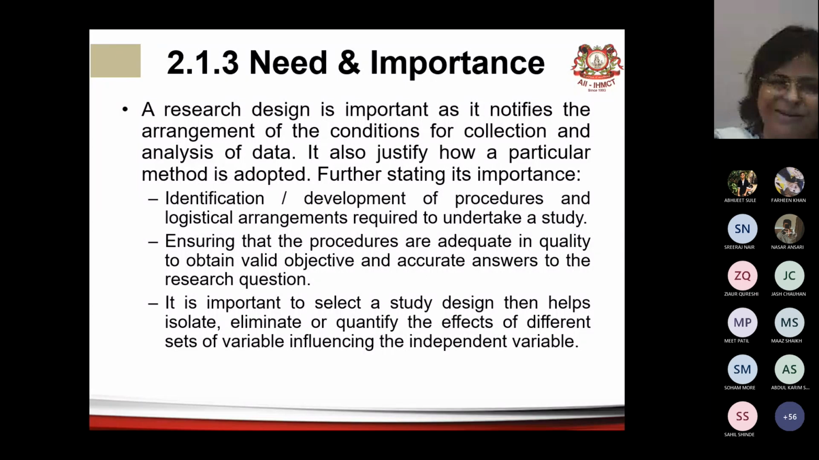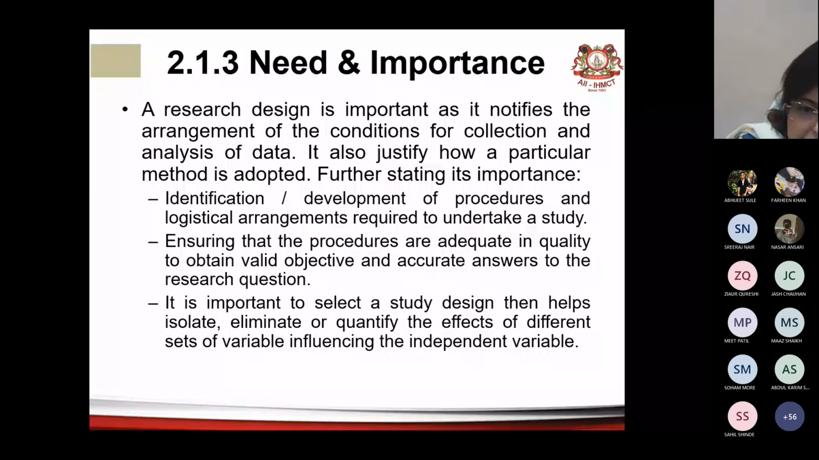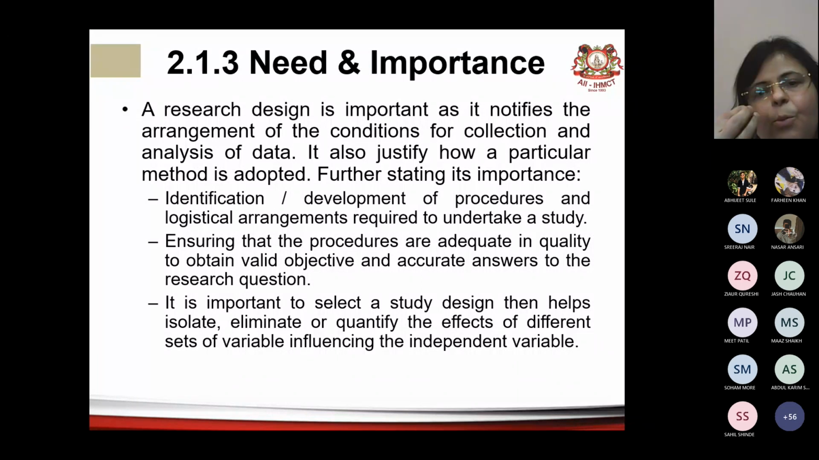So you have to be on the right track to get the correct answer to the question you are asking, your problem statement. It is important to select the study design, which helps isolate, eliminate, or quantify the effects of different sets of variables influencing the independent variable. When there is an influence of one variable on the other, as I explained, it is simple cause and effect.